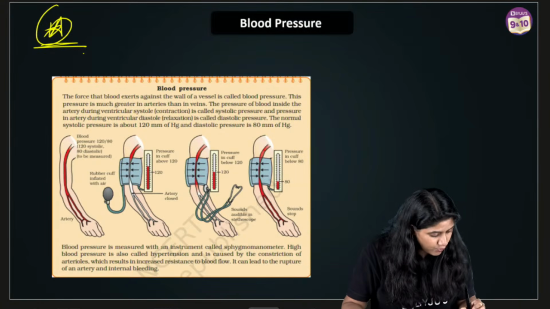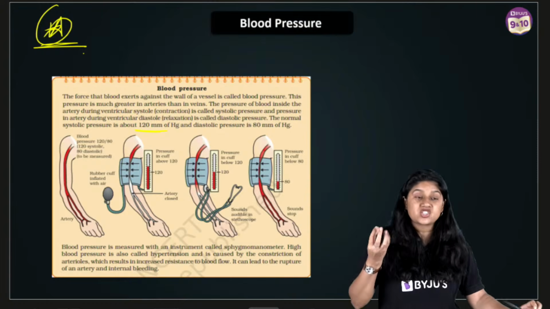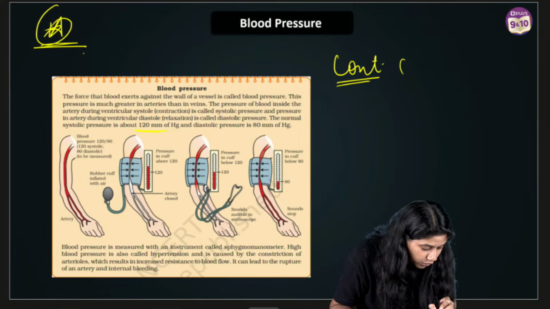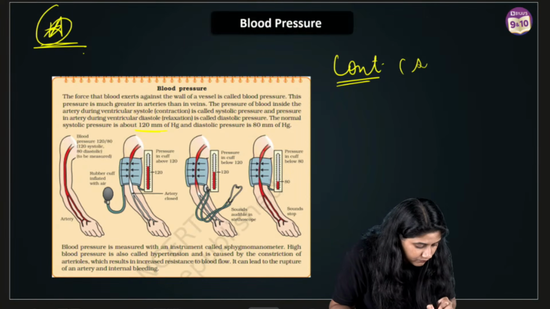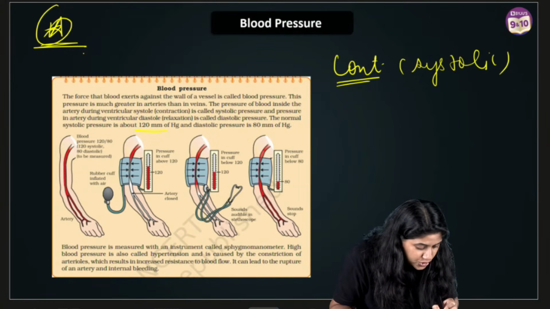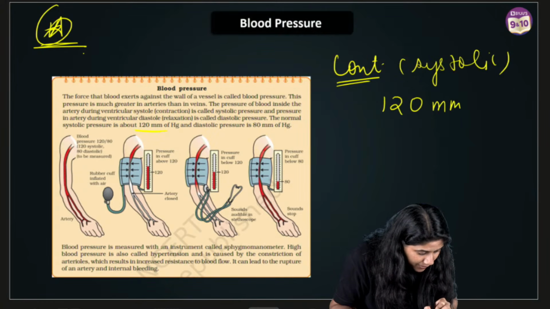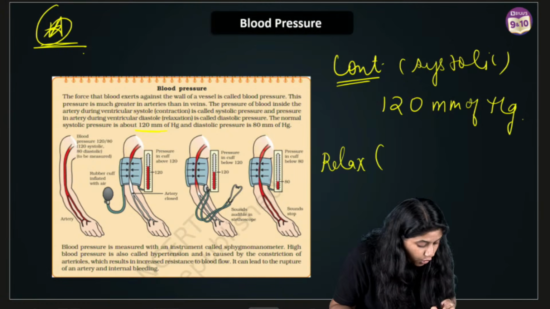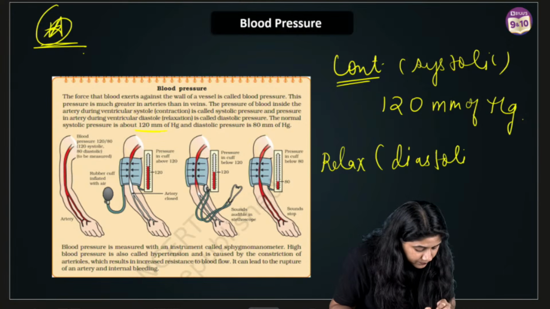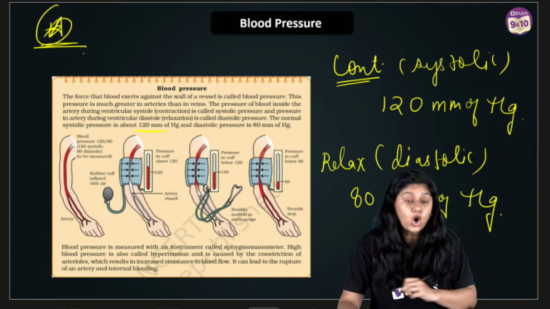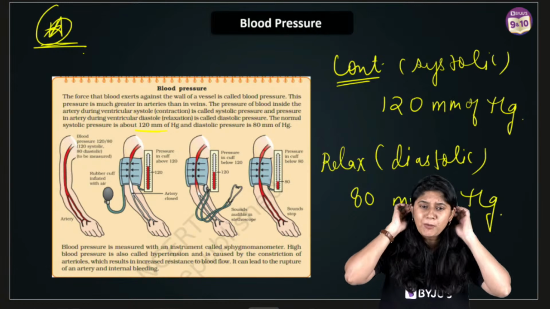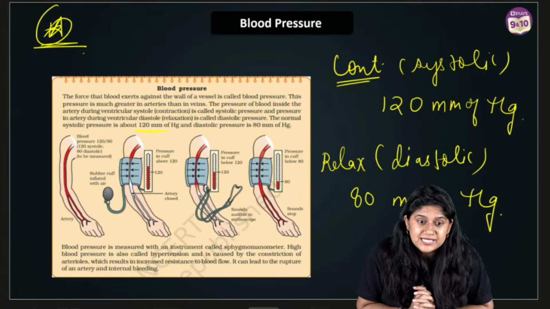And what are the values we have? 120 mm of Hg in systole, during the contraction. What should be the reading? 120 mm of Hg. And during the relaxation, or the diastole, what should be the reading? 80 mm of Hg. This is a normal blood pressure, everyone.